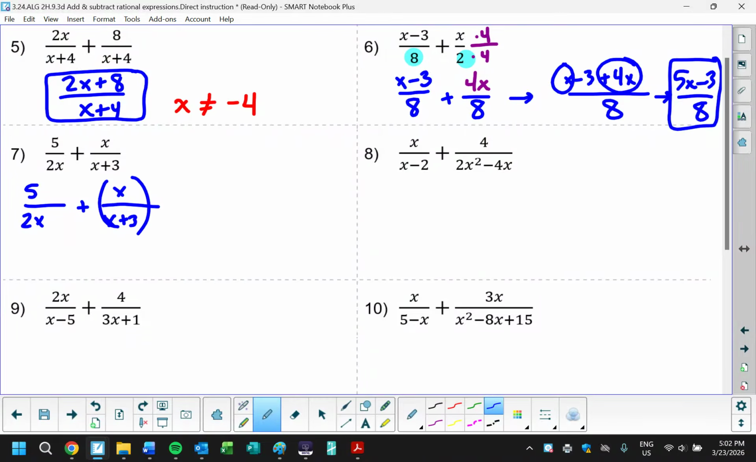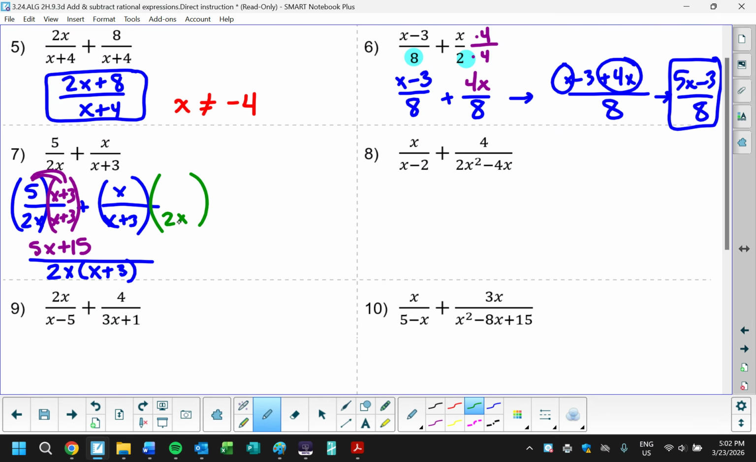Let me write that in a different way. Let's picture it, shall we? Begin with the end in mind. We're going to need a 2x and an x plus 3 down in the denominator. So for the first one, we're going to need to multiply both numerator and denominator by the sum of x and 3. That's going to give us 5x and 15. For the second one, we're going to need to multiply both numerator and denominator by 2x.